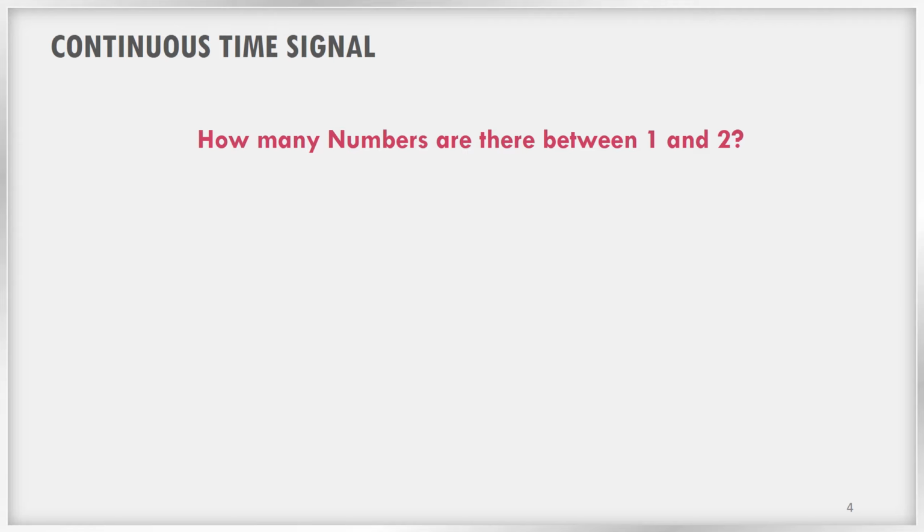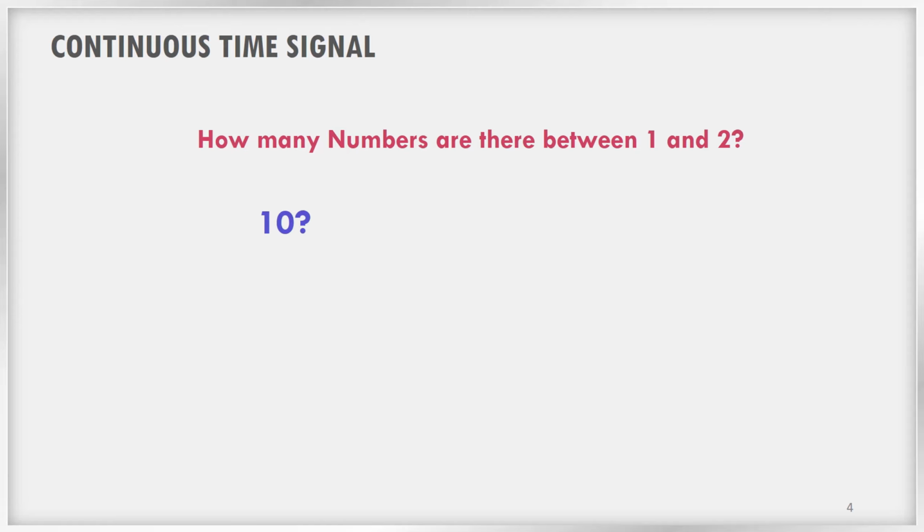Now let us analyze them one by one. First, let us analyze what are continuous time signals and discrete time signals. This is a very important concept, and please listen carefully. For example, if somebody asks me a question like this, how many numbers are there between 1 and 2? What will be your answer?